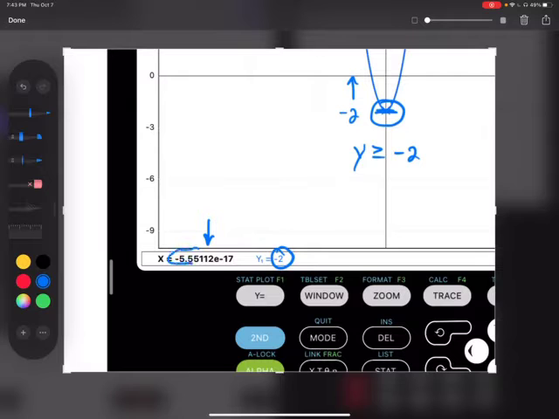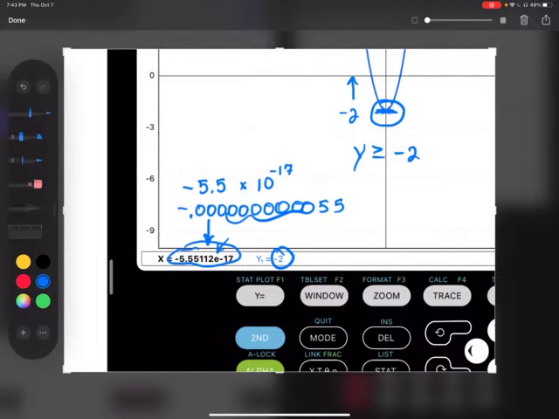But I want to discuss this number here. This is -5.5 with this e -17. Well, that means -5.5, I'm going to round it there, times 10 to the -17. That actually means scientific notation. So this number is negative point, and then I'd have to put 16 zeros here, and then I'd finally get 5.5. I don't know if that's 16 zeros or not.